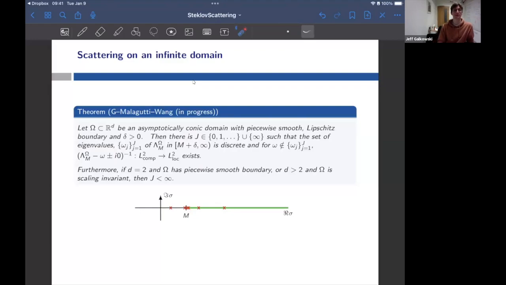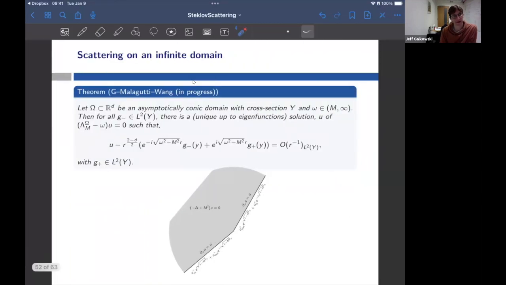Okay, so this is what the spectrum of the operator looks like, say in dimension 2. You have continuous spectrum starting at M. You have finitely many eigenvalues above M plus delta. You have, of course, finitely many eigenvalues below M minus delta, and then we're not quite sure what happens here at M. Okay, and what that lets you do is it lets you define the scattering matrix.